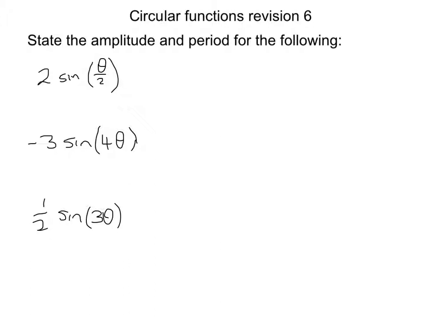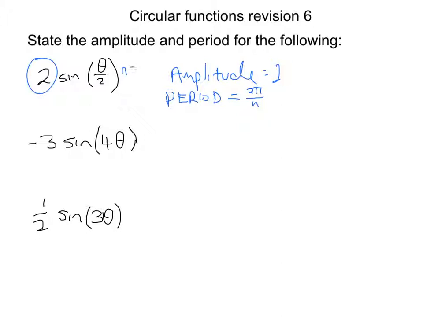So, first one here, we have our amplitude is 2. Simple. Okay, for the period, that's equal to 2 pi over n. In our case, n is equal to a half. So it's equal to 2 pi divided by a half, which equals 4 pi. That's the first one done.